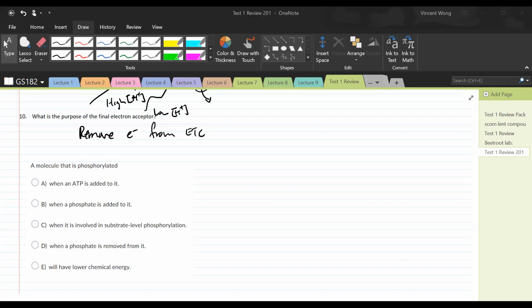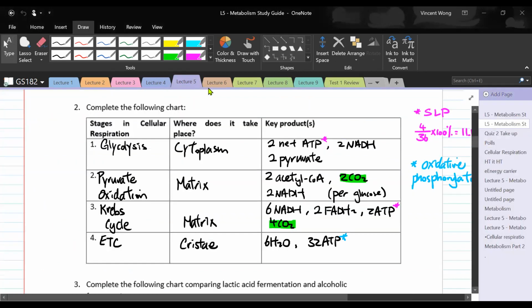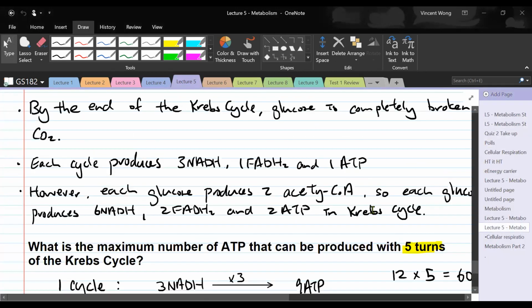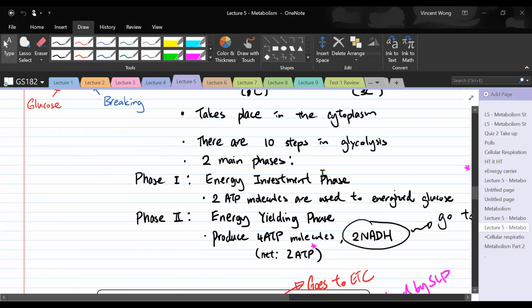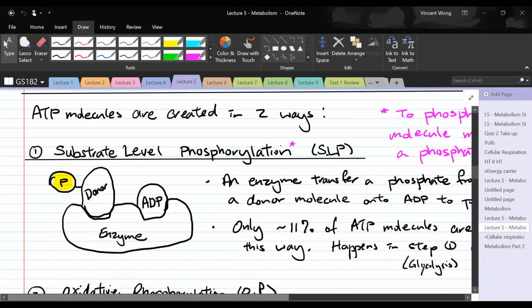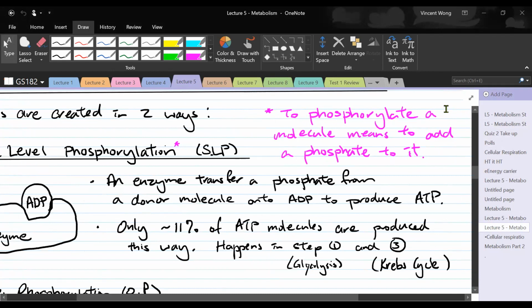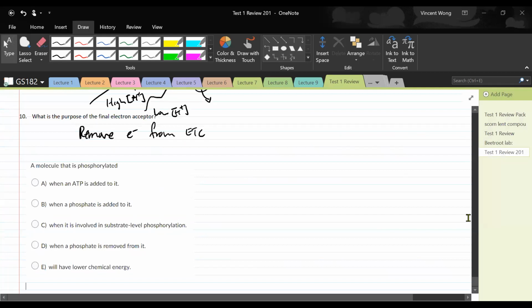Anybody? What does it mean to phosphorylate something? Okay, Sarah says B, and that is absolutely correct. We wrote this down over here in our notes, right? I wrote it in pink. I don't know if you did. To phosphorylate a molecule means to add a phosphate to it, right? So literally, that's what it says here. A molecule is phosphorylated when a phosphate is added to it, right? Okay. The answer is B.